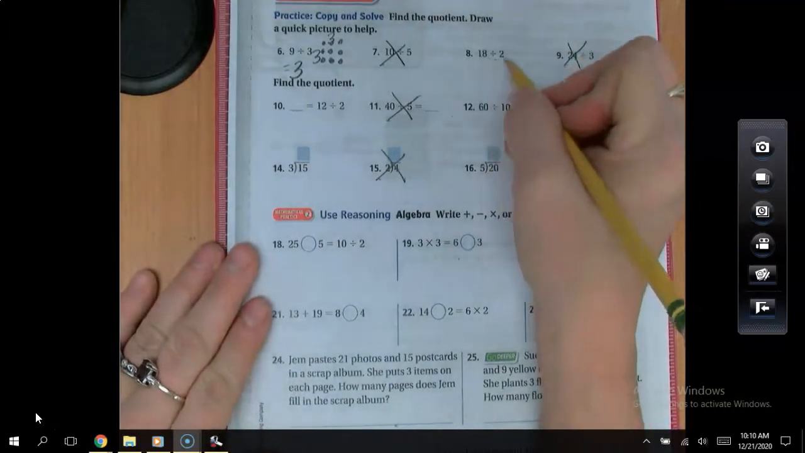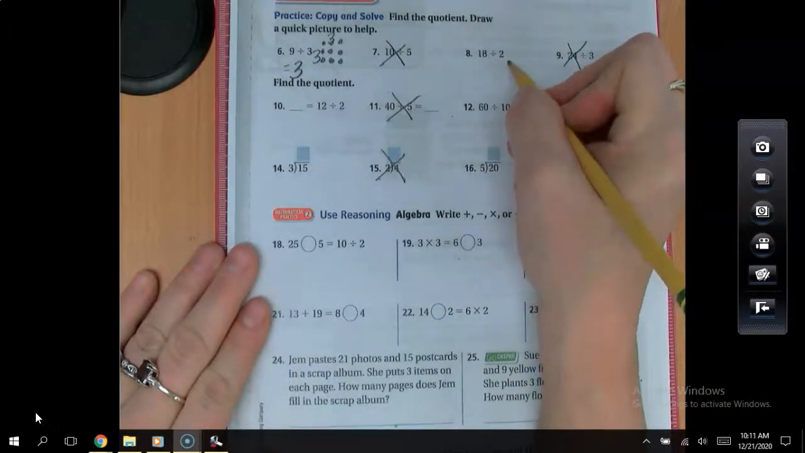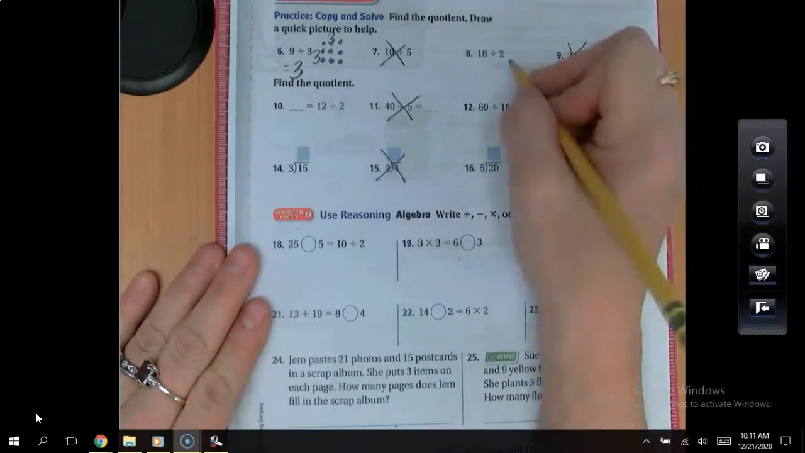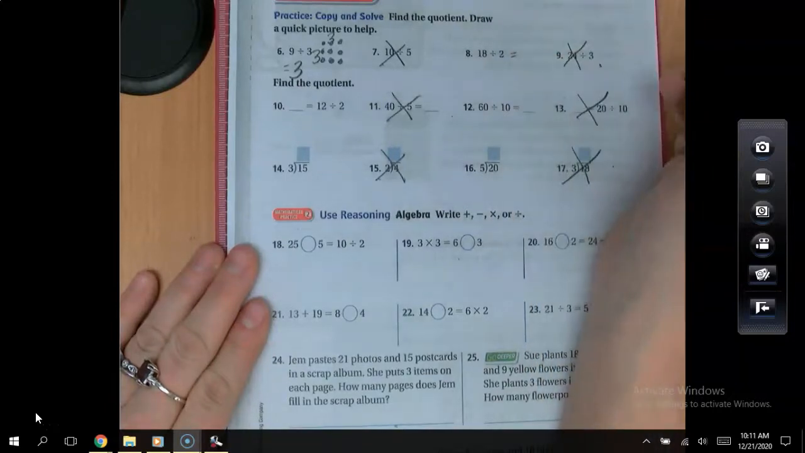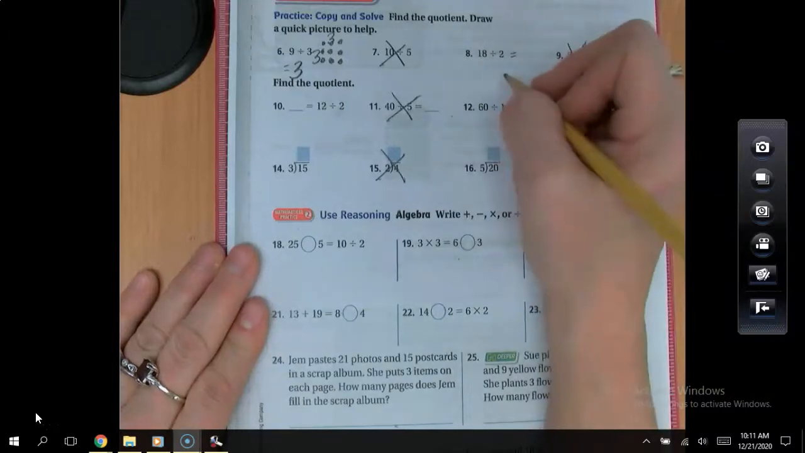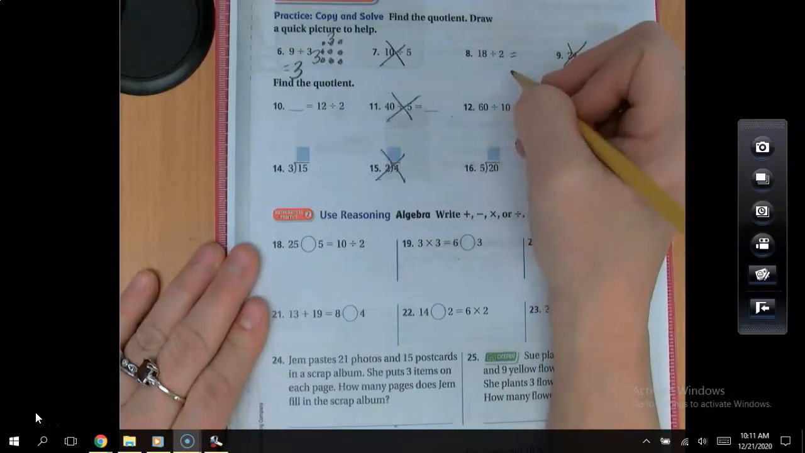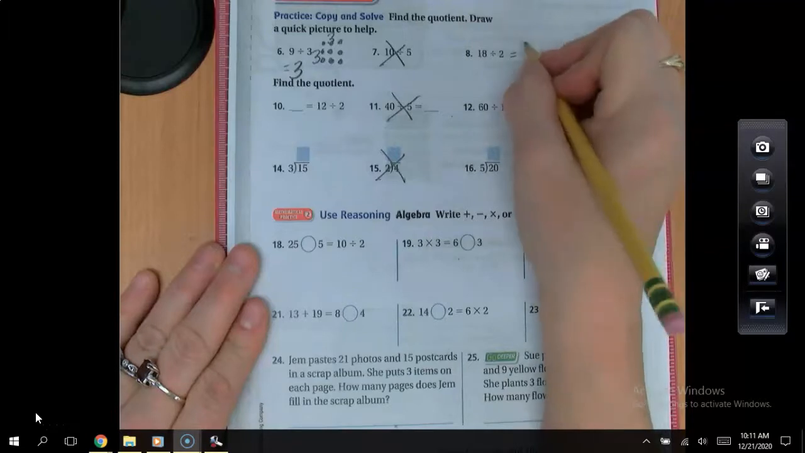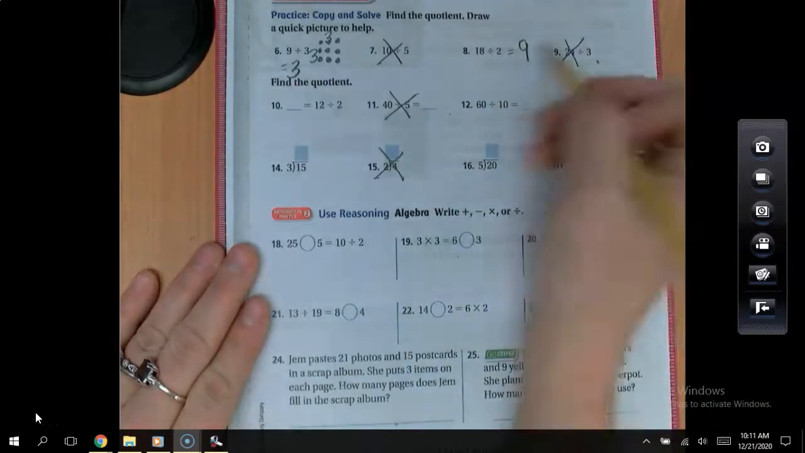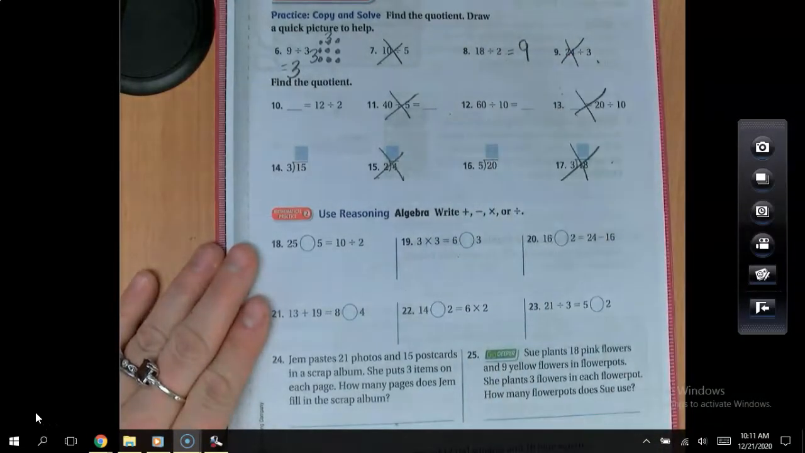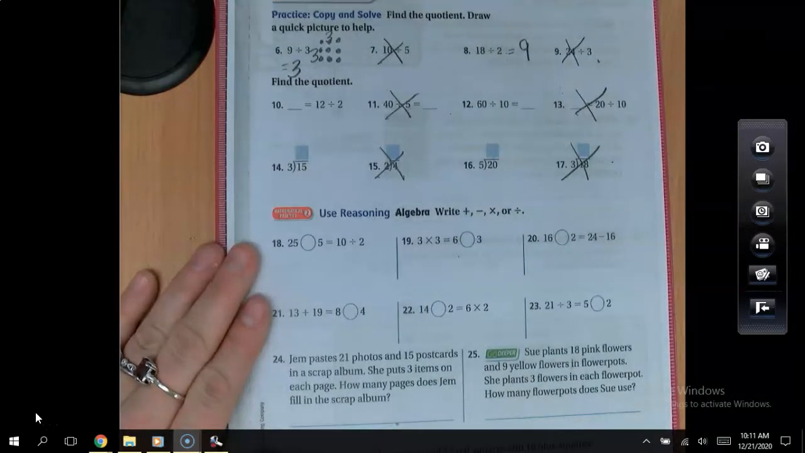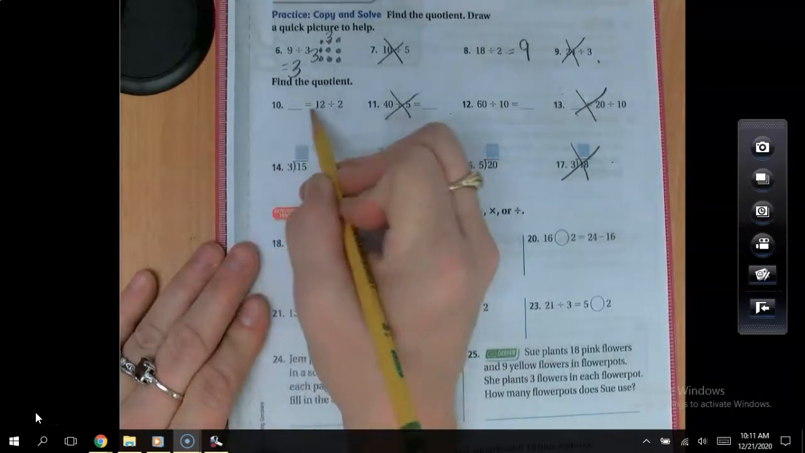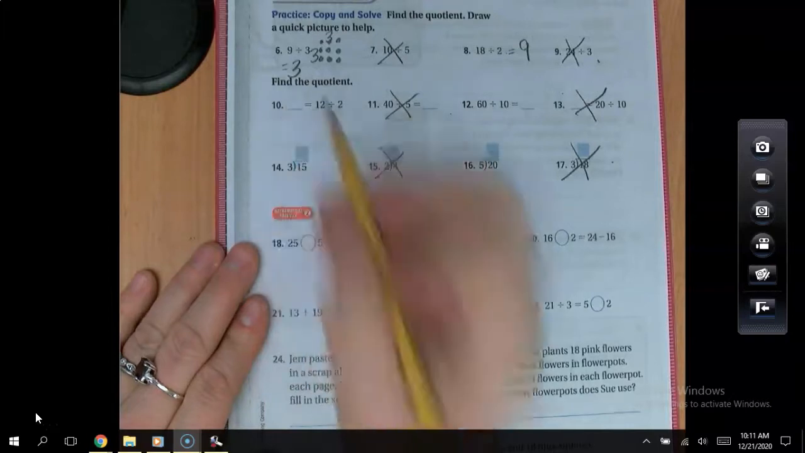18 divided by 2, I could think, my related fact, 2 times what number equals 18? 9. Very good. 9 times 2 equals 18. Fantastic.